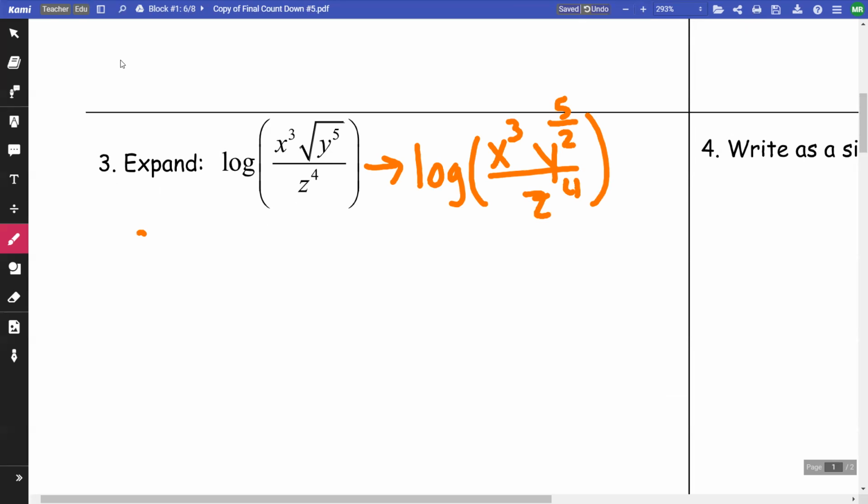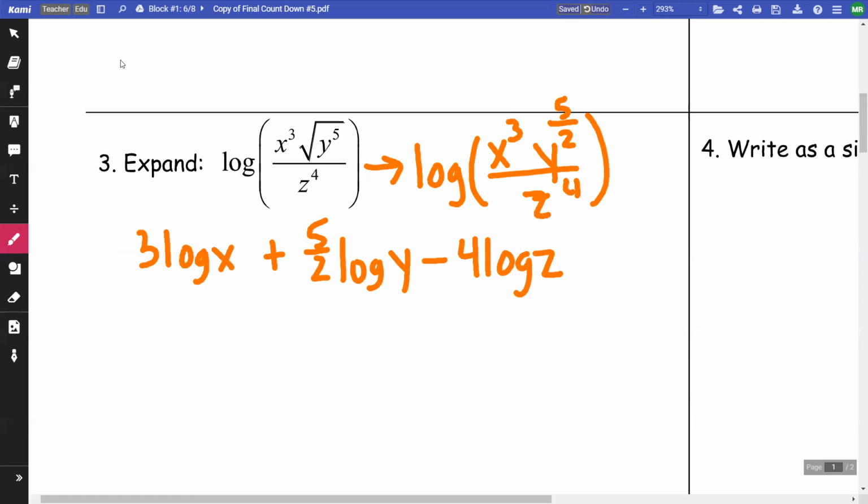So I am going to get 3 log x because the exponent's going to come in front, plus, because the y is on the top also, 5 halves because my exponent moves in front, log of y, minus, because it's on the bottom, 4 log of z. And that's your answer.